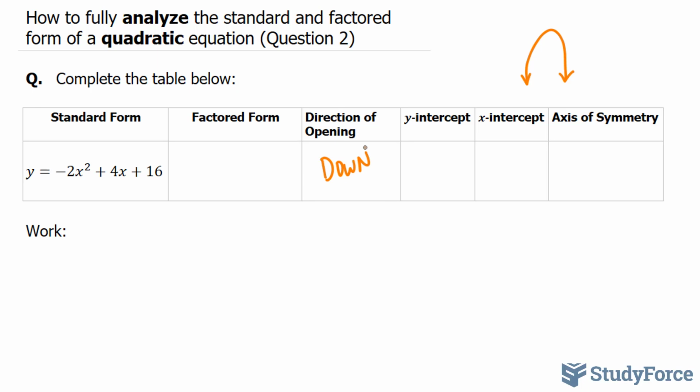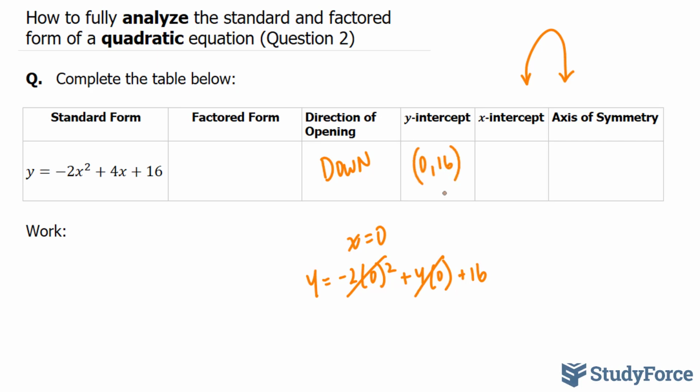The next easiest part to answer is the y-intercept. And to find your y-intercept, you set x equal to 0. So if we set x equal to 0, we end up with y is equal to negative 2 times 0 to the power of 2 plus 4 times 0 plus 16. This goes to 0, this goes to 0, and we're left with positive 16, specifically 0 and positive 16.